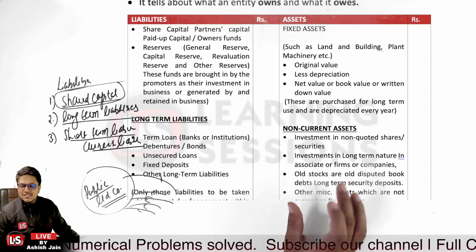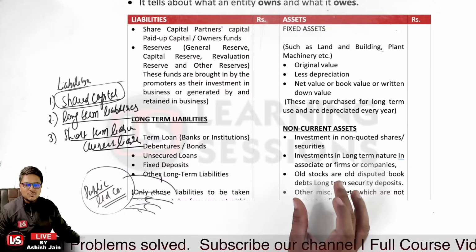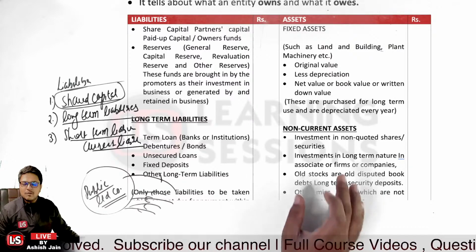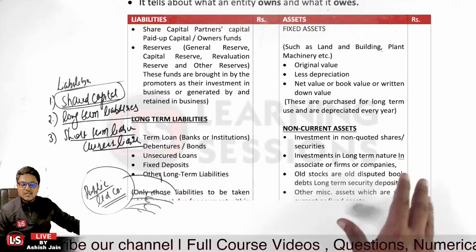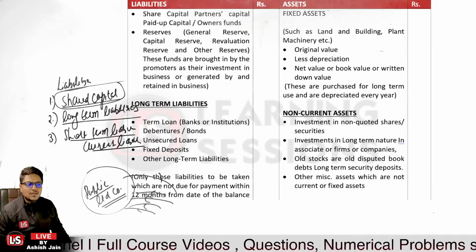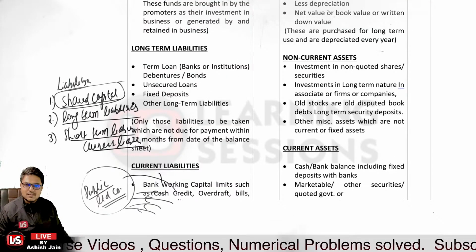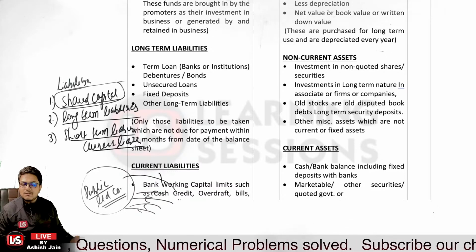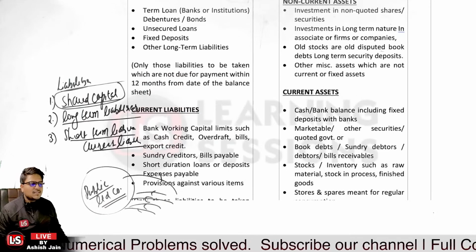Otherwise, if you have invested the monies into stocks or investments which are quoted, which are listed on the stock exchange, that will form part of the current assets. But if it is not quoted, it will form part of non-current assets. Other than that, we have the current assets like cash balances, bank balances, stocks, sundry debtors, bills receivable. All those form part of the current assets.